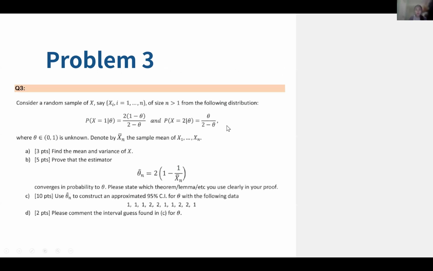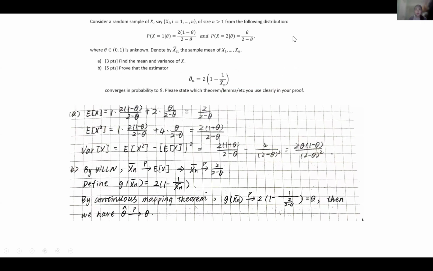Okay, for problem 3, problem A, we need to find the mean and variance of X. I think that's quite easy. We just put this in the functions E[X] and Var(X). I posted this here. So we can have the mean of X is 2 minus 2 theta, and the variance is here.